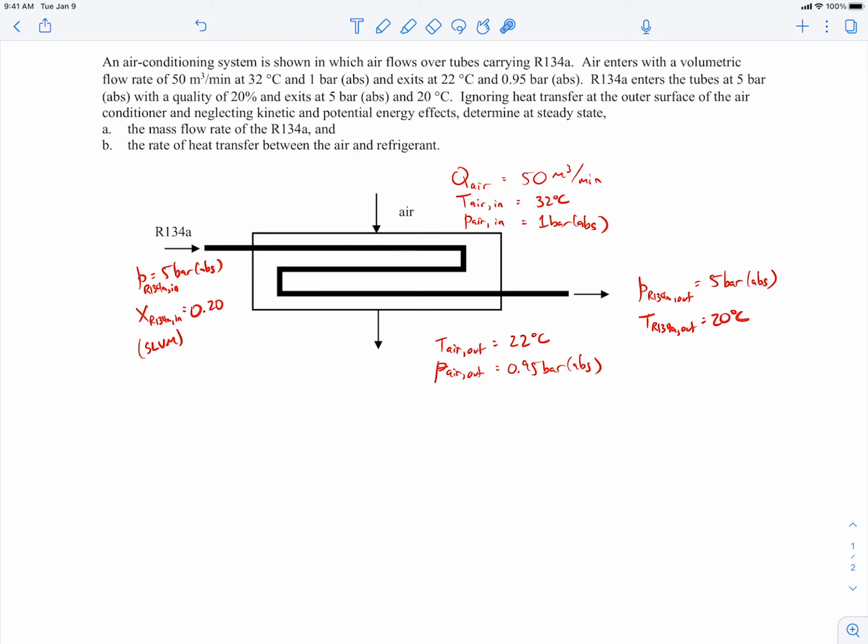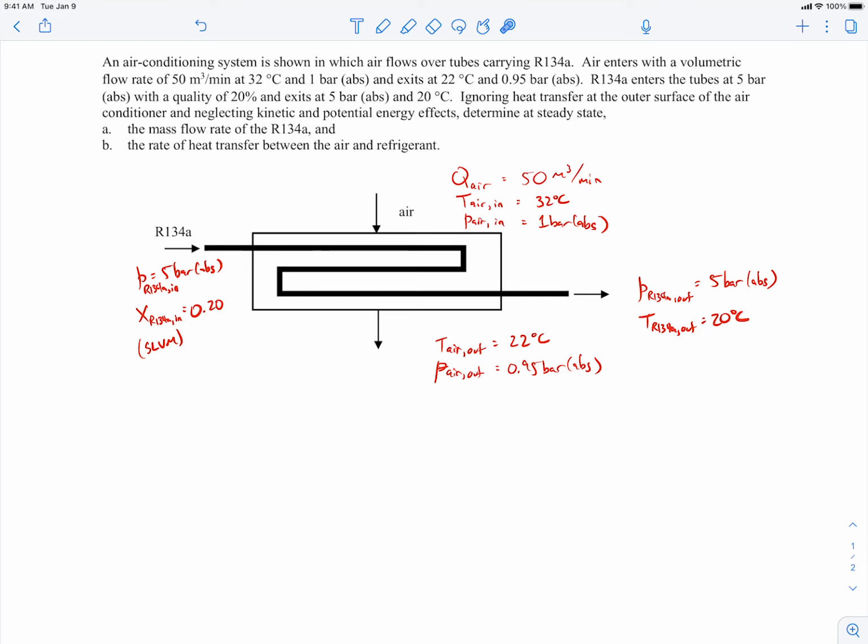We're told to ignore heat transfer at the outer surface of the air conditioner, so what that means is the heat transfer across this boundary. There's certainly a lot of heat transfer between the air and the R134A across the tubes, but on the outer surface of the air conditioner there's very little heat transfer. We're also told to neglect kinetic and potential energy effects and determine at steady state the mass flow rate of the R134A and the rate of heat transfer between the air and the refrigerant inside the air conditioner.